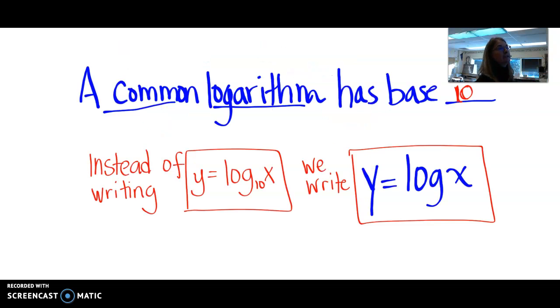And you also are going to need to know, and this is in the last video as well, that a common logarithm has base 10. And instead of writing it like this, we write it like this without a base. And if there isn't a base written there, then you know that it is base 10. There's another form that we're going to learn about later with base e, and it'll look a little bit different. But if you see log without a base, it is base 10.